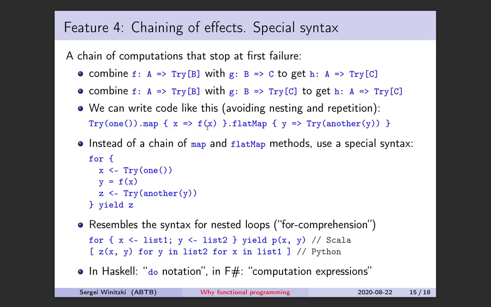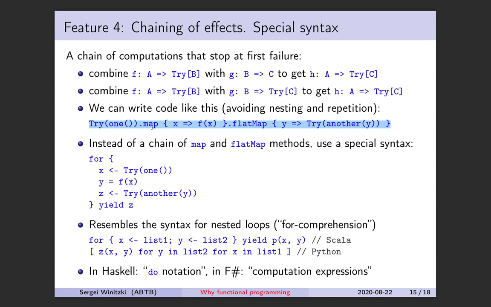For example, you combine a function that returns a Try with another function that does not, and you combine a function that returns a Try with another that also returns a Try. So these combinations can be used in any way, in any order, and then you get a very powerful way of combining computations that fail, that has no nesting and no repetition. All the nesting and repetition is hidden in the code of these functions in a very clever way.